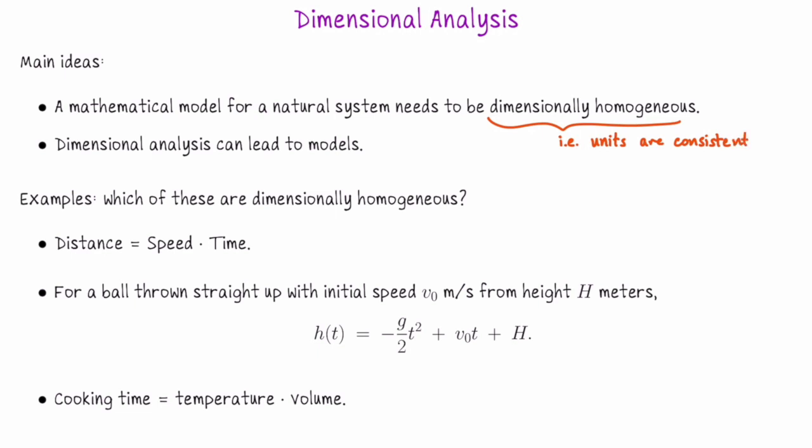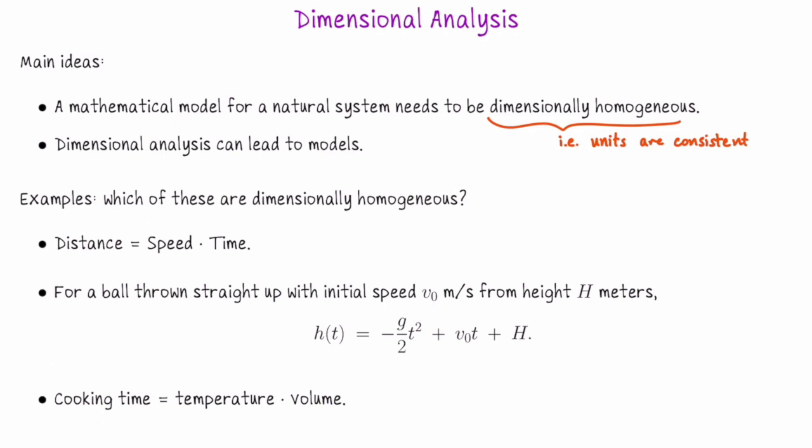So we'll talk through examples of that first, and then we'll look at how dimensional analysis can actually lead to the creation of models. So we'll follow an algorithm and re-derive some fundamental equations in physics. Okay, let's first talk about what it means to be dimensionally homogeneous. So of these three equations, which have consistent units? Where are the units balanced? Are there any examples where the units are not consistent and it doesn't make dimensional sense?